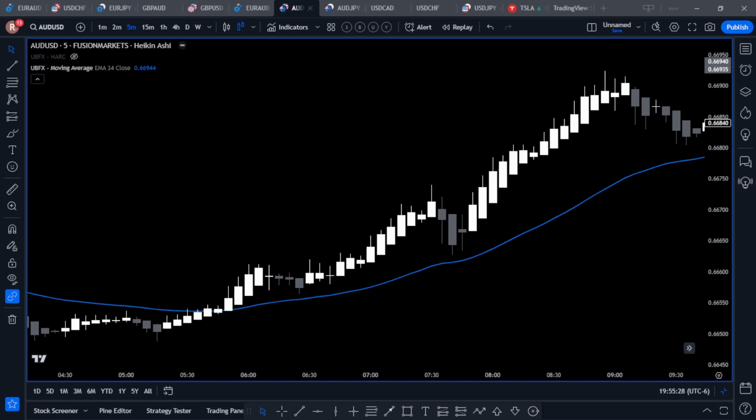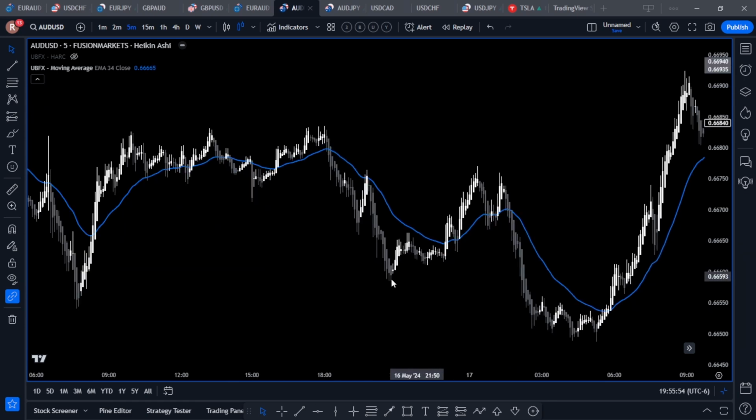Now, this is a really common technique when you're using Heikin Ashi candles. We're looking for a trend. We're looking for a color change pullback. We're looking for a color change back into that trending direction. So let's take a look at this on something to the downside.